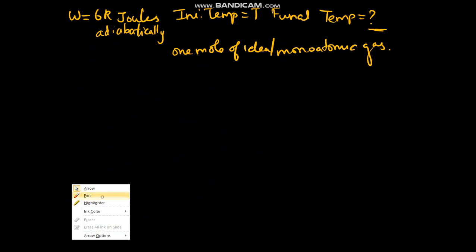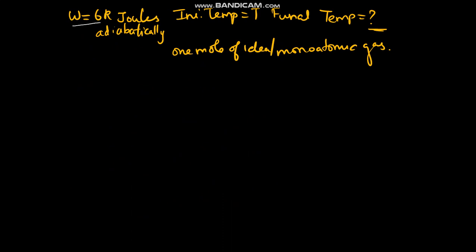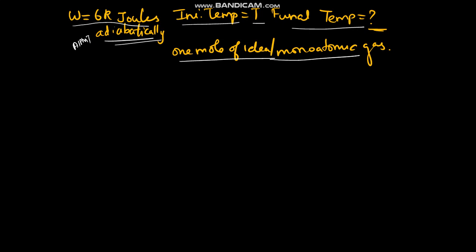Okay, this is the next numerical. See, work done is 6R joules adiabatically. This is an AIPMT previous year question. I'm simply writing in the steps concept. So work done is 6R joules adiabatically. Initial temperature is T, they have given. They are asking you to find the final temperature, and it is 1 mole of ideal monoatomic gas.